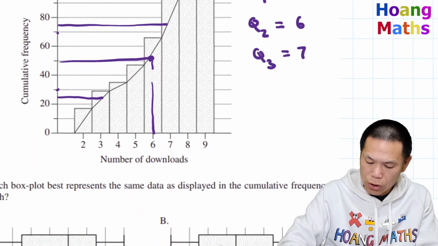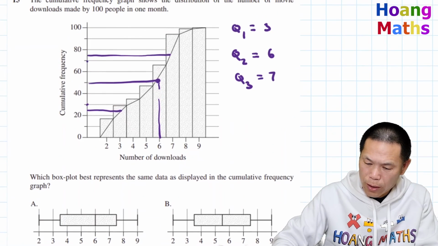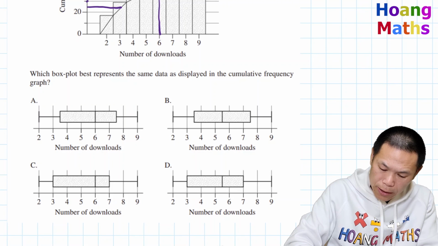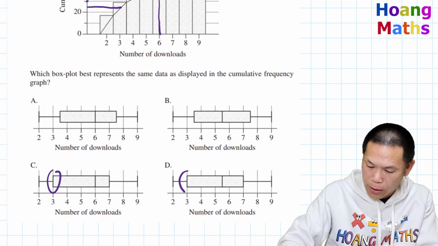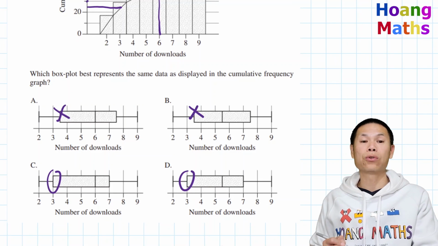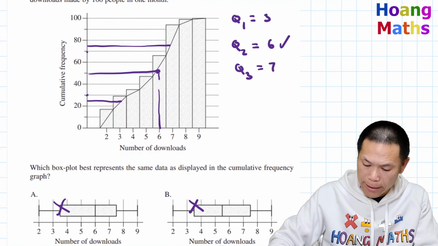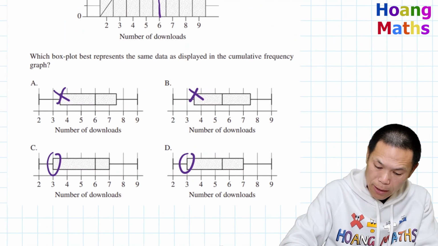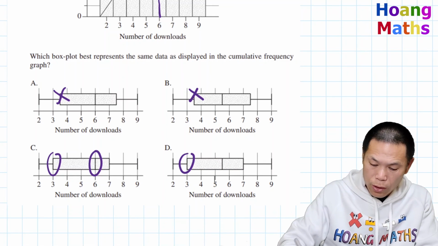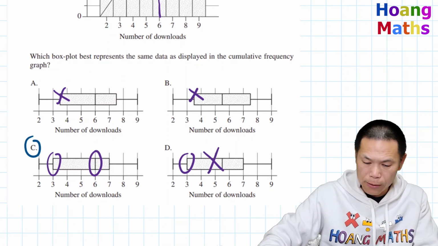So let's just check this. First of all, we know that Q1 is 3, so the answer should be either this or this. In A, Q1 is not equal to 3, and in B, Q1 is not equal to 3. Then we need to interpret further. The median is 6. So in here, the median is 6. That is correct. And the median here is not 6, so therefore this is wrong. So the answer is C.